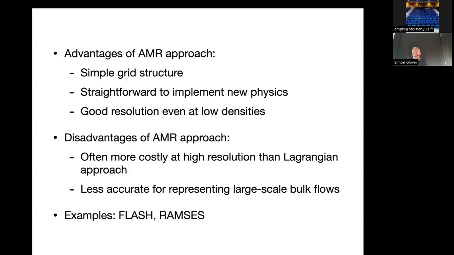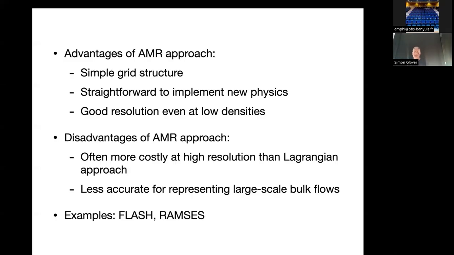And as we'll talk about in a minute, this is not the case when we use Lagrangian methods. Now, the disadvantages: often the AMR approach is more costly when we want to go to high resolution or high dynamical range than the Lagrangian approach. This is because every time we refine, we're putting in a new grid, and often that actually is covering more volume than the region we're actually interested in.